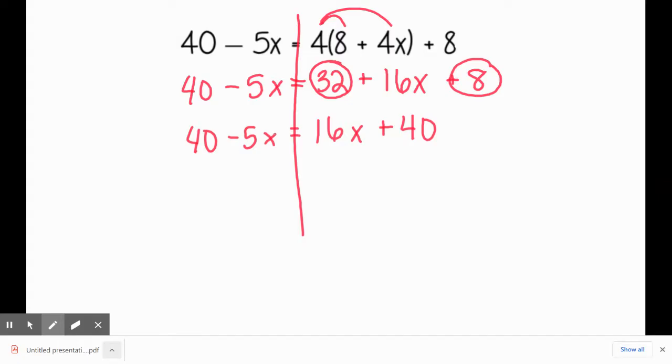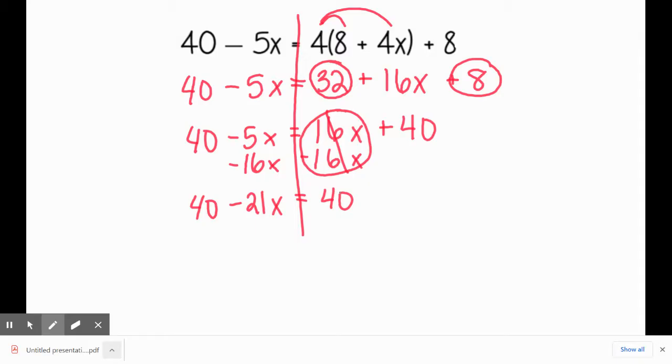So now I have two terms on each side, but neither of them are like, and I've got two variables. So I'm going to combine my two variable terms, the negative 5x and the 16x, by subtracting 16x on both sides, minus 16x. Notice I put it under the like terms. So the 16x and the negative 16x, that's 0. That's going to cancel. So now I have 40, negative 5 minus 16 is negative 21. So it's negative 21x is equal to 40.